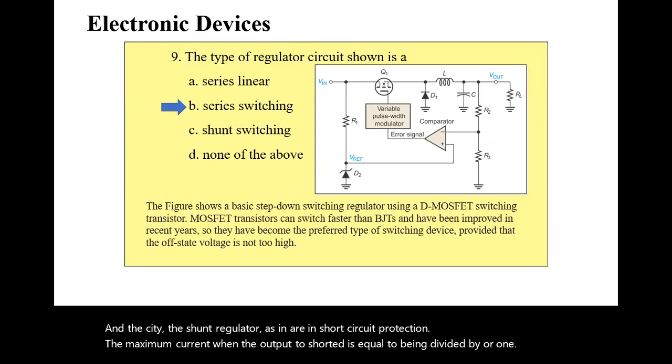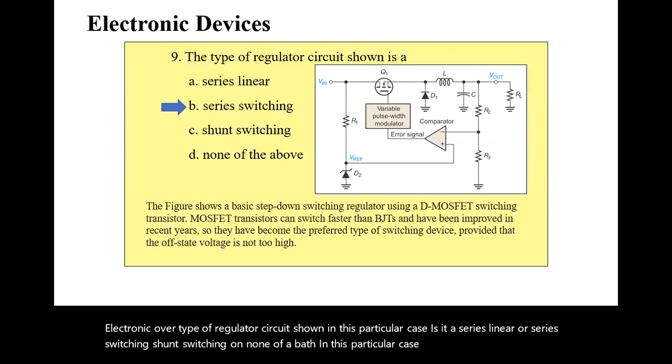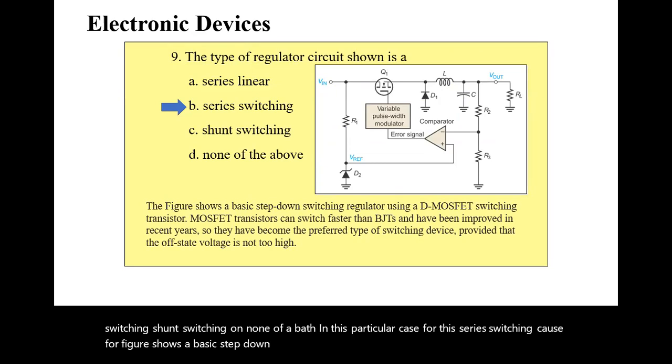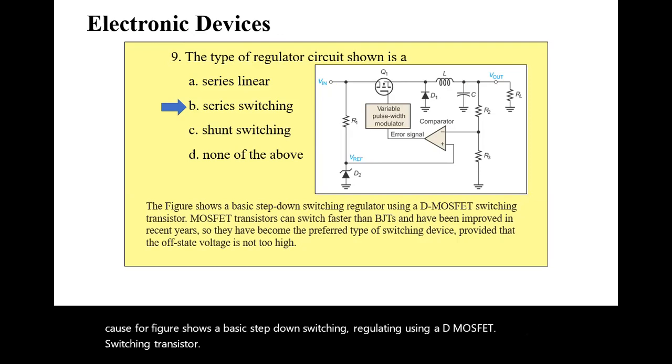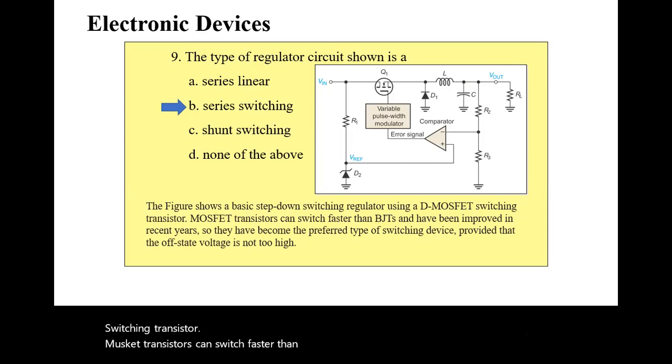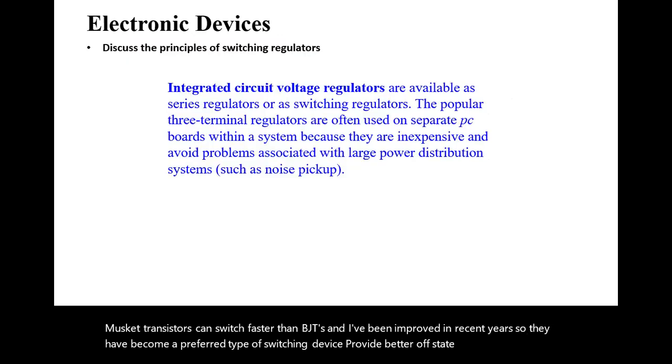The type of regulator circuit shown in this particular case, is it a series linear, series switching, shunt switching, or none of the above? In this particular case, that is a series switching, because the figure shows a basic step-down switching regulator using a DMOSFET switching transistor. MOSFET transistors can switch faster than BJTs and have been improved in recent years. So they have become a preferred type of switching device, provided that the off-state voltage is not too high.